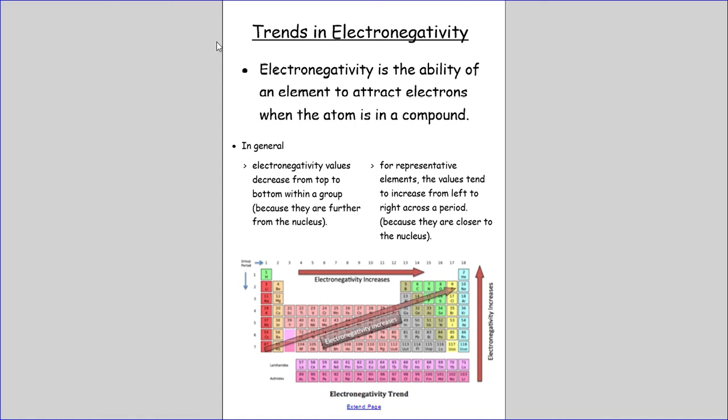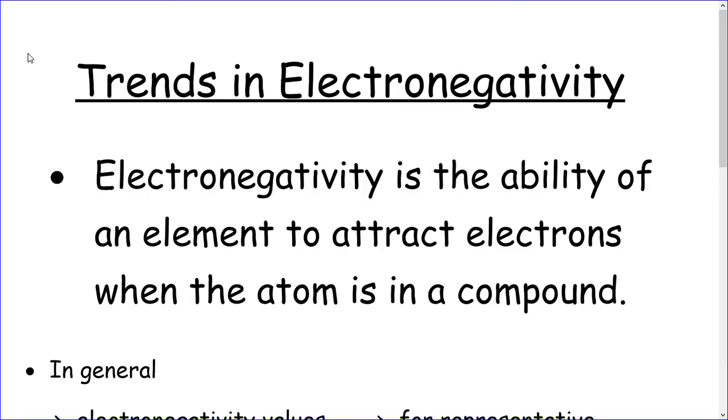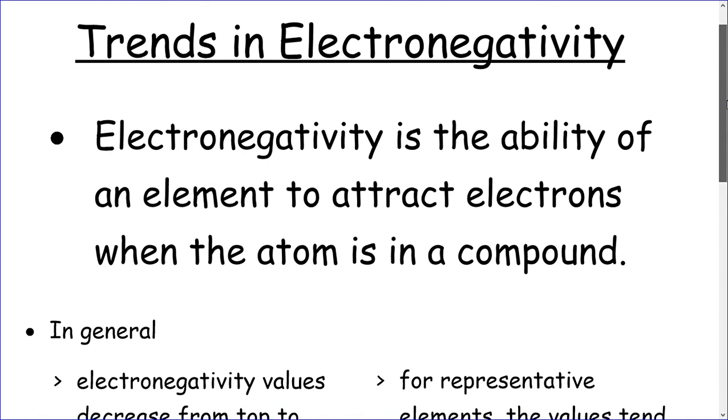Next we have trends in electronegativity. So electronegativity is the ability of an element to attract electrons when the atom is in a compound. I'll zoom in just a little bit on this, just make it a little bit larger. So electronegativity: the ability of an element to attract electrons when an atom is in a compound.